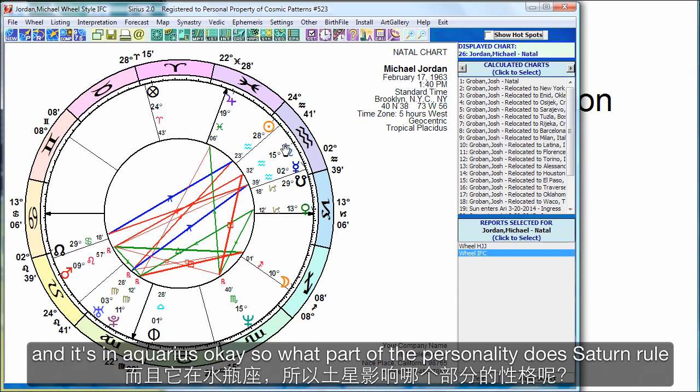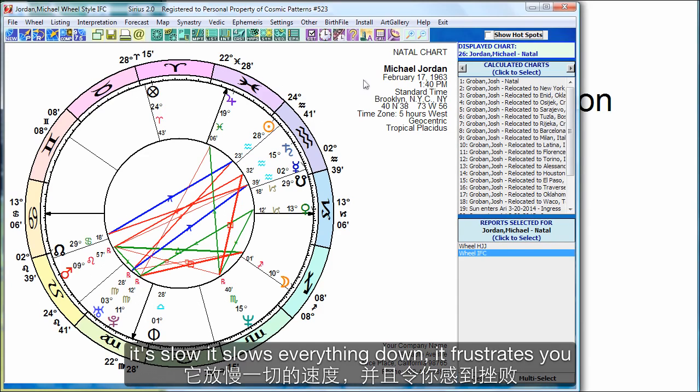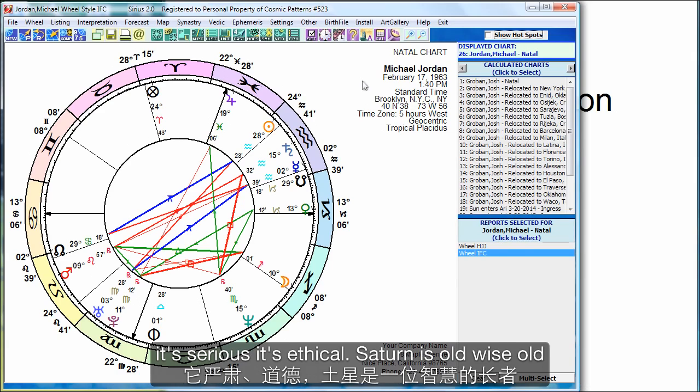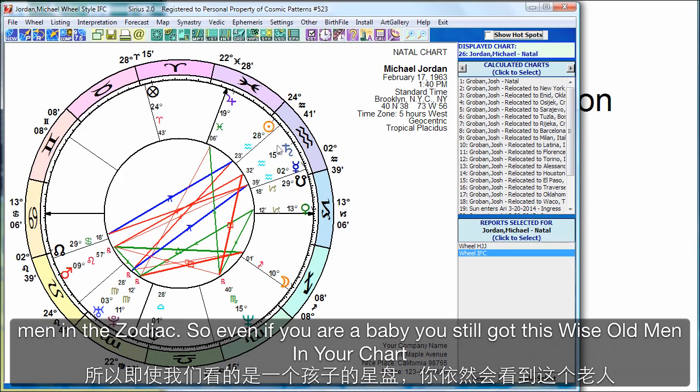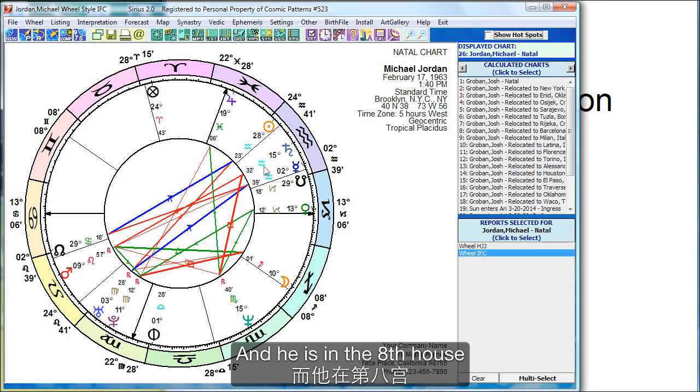Okay, so what part of the personality does Saturn rule? Saturn's like an old man. It's a wise old man. It's slow. It slows everything down. It frustrates you. It's very mature. It's not frivolous. It doesn't like to play. It's serious. It's ethical. Saturn's this old, wise old man in the zodiac. So even if you're a baby, you still got this wise old man in your chart. Even if you're a lady, you have a wise old man in your chart, and here's this wise old man. And he's in the 8th house.